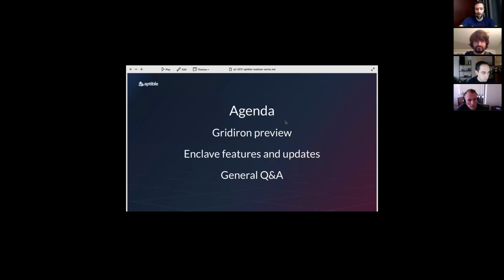Our main goal at Aptible is to help developers, especially cloud-based developers, keep data secure and have good security practices in the cloud. Gridiron and Enclave are both the main ways that we're going to do that. So I'm really excited to introduce Skylar here, who's going to tell you a bit about Gridiron.